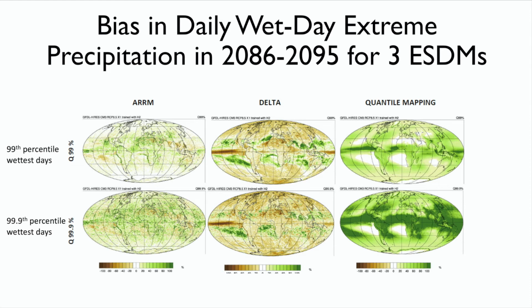On the other hand, the delta method is super dry. It's not dry by quite as much. I'm sorry, this is cut off a little bit here, but it looks like it's dry by about 20 to 40, maybe 50%. And the interesting thing is that the parametric quantile mapping method, that is ARM, has a greater bias, but the bias is more salt and pepper. It's brown and green. So it's not in one direction or the other, it's just noisier, which actually shows that it's not a systematic bias.